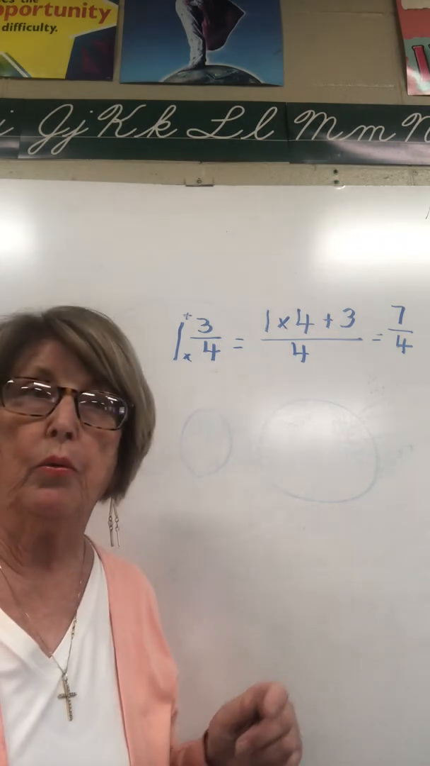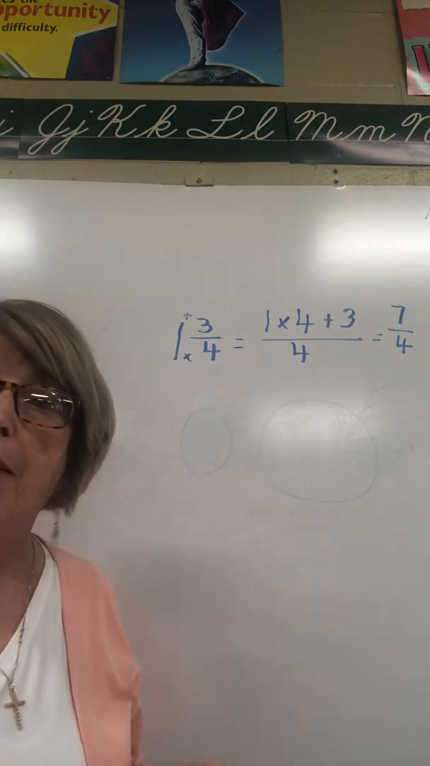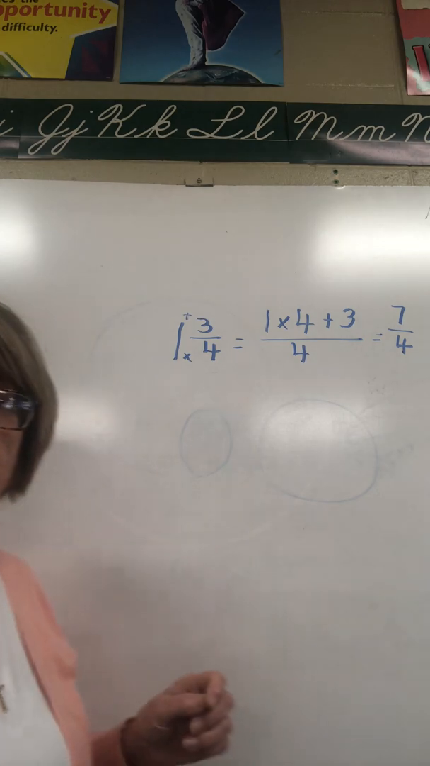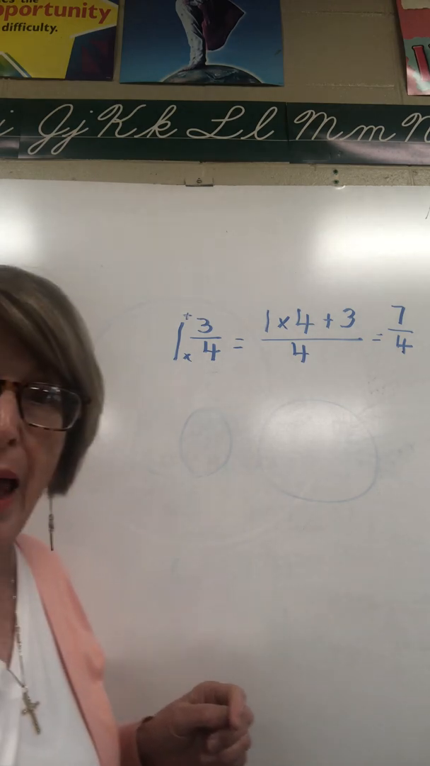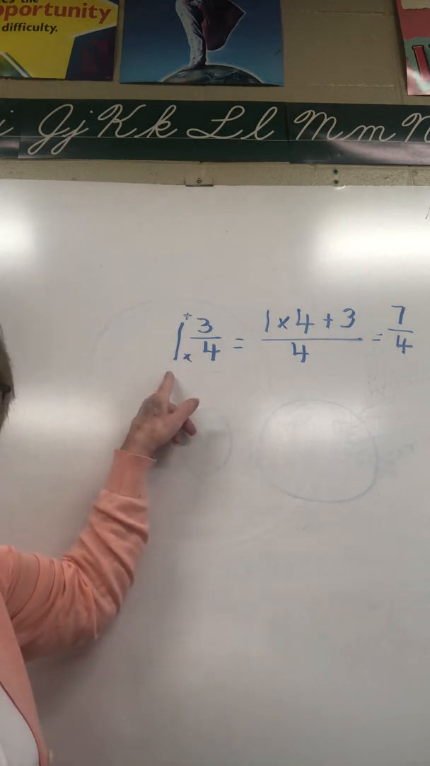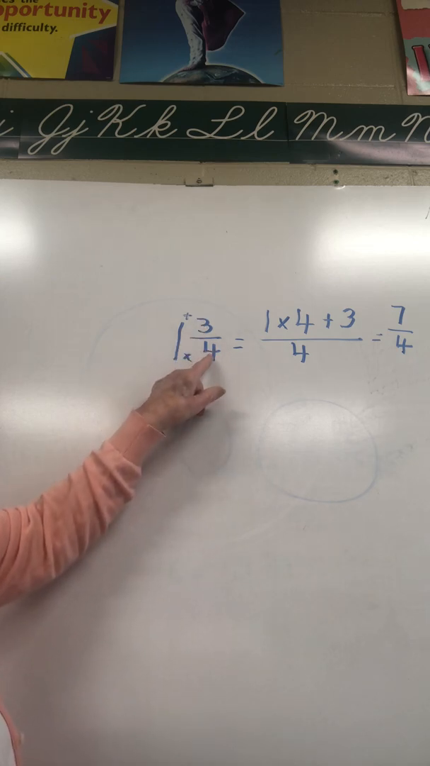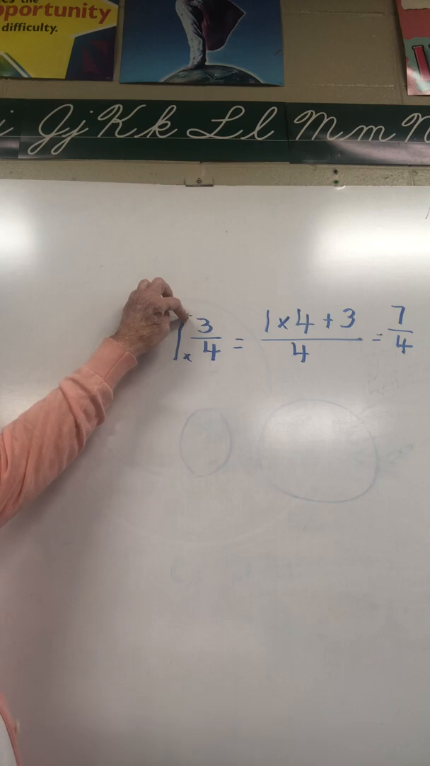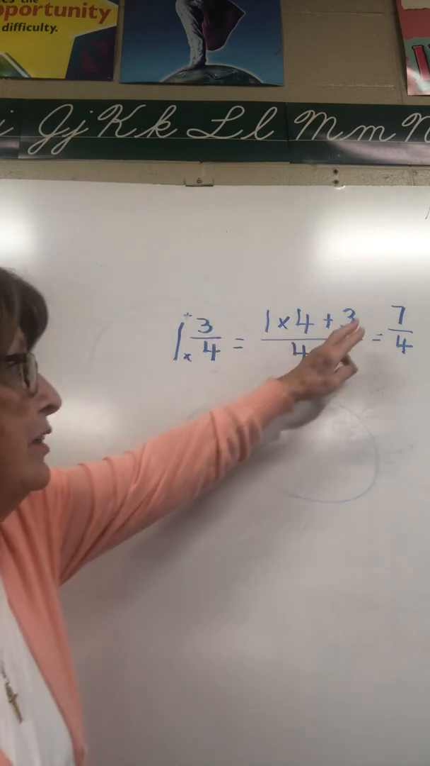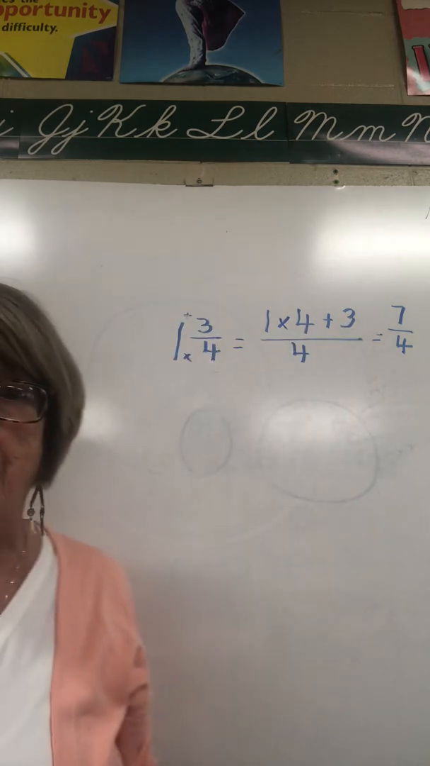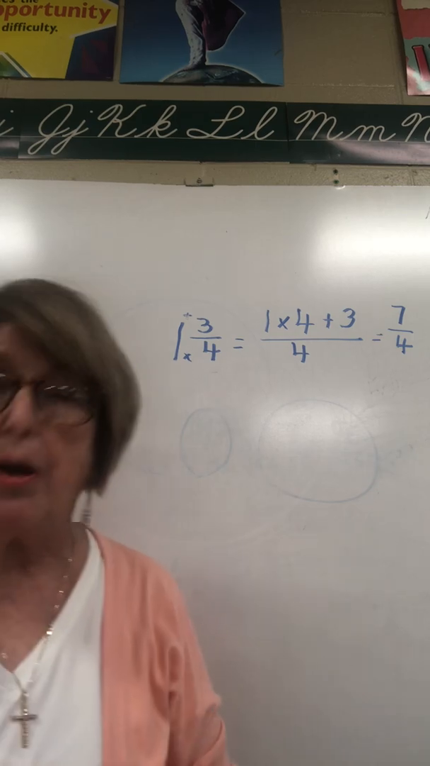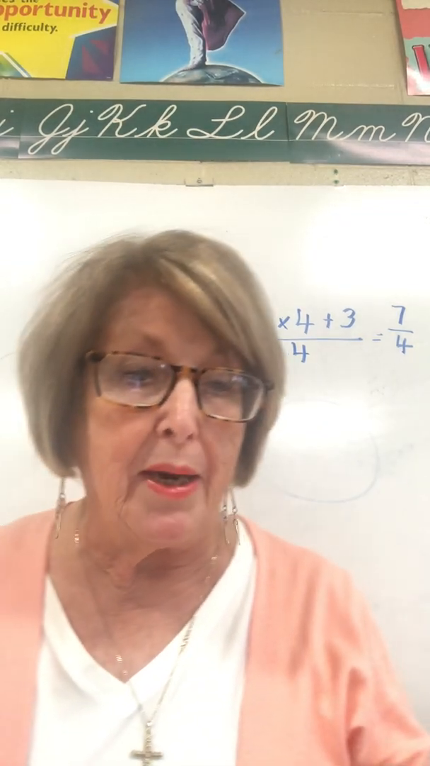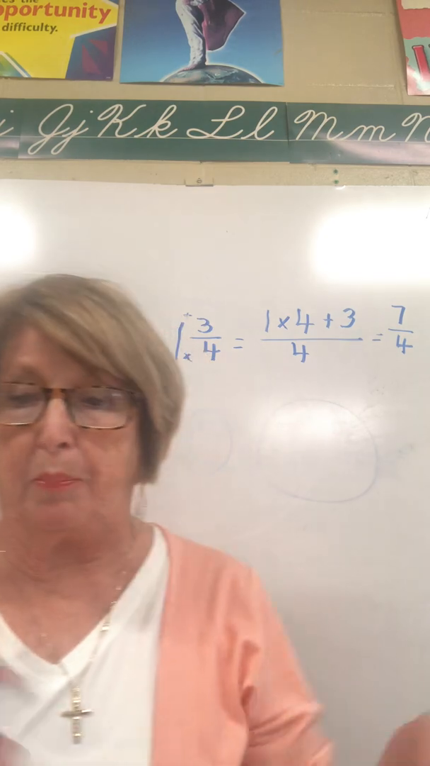So this is the rule to change a mixed number to an improper fraction. Multiply the whole number times the denominator. To that product, add your numerator, and you place that over the same denominator. Now let's look at the next one on 1A, on the class practice, please.